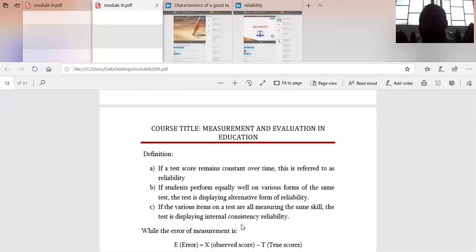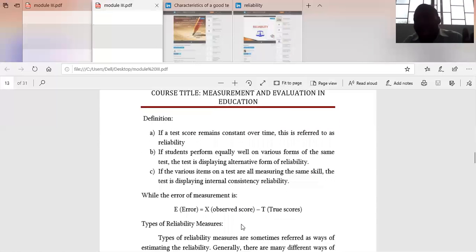On the same idea, students perform equally well on various forms of the same test. Various forms means that you are giving them the same test, but alternatively, in different forms. So if you are comparing those kinds of tests, we call that approach alternative form reliability. And if the test is all measuring the same skills, it is displaying what we call internal consistency. But later on, you're going to see those types in detail.